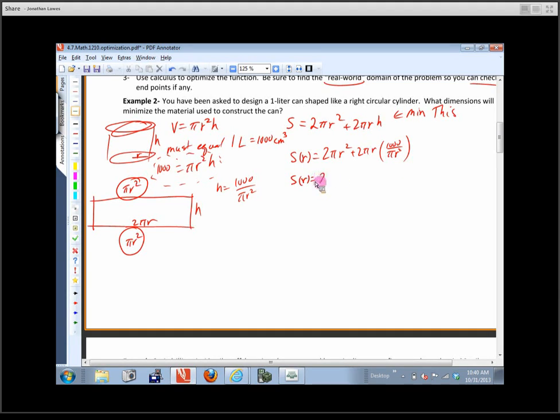So this is going to be 2 pi r squared. I'm going to cancel the pi with the pi and one of those r's with one of those r's. So this is going to be 2,000 over plain old r. Okay, that should be the hardest part of the problem because this is what we're going to minimize.